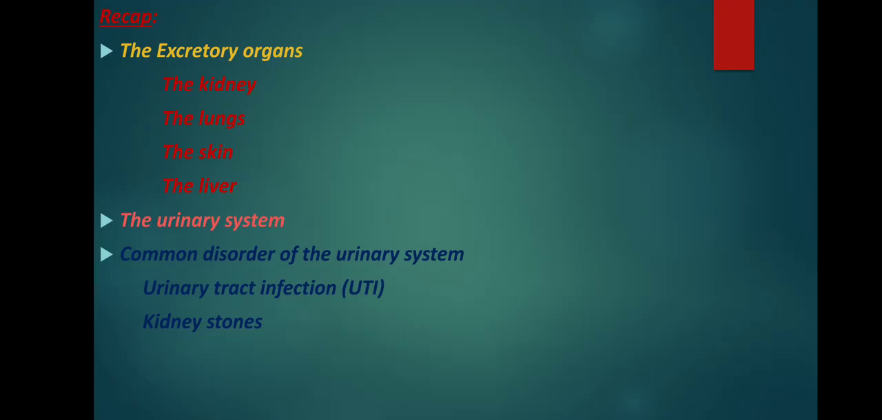Next one, urinary tract infection. The urinary tract infection usually affect the urinary bladder and may spread upward to the kidney. They are often caused by the types of bacteria called Escherichia coli that normally live in the alimentary canal. Last one, kidney stone. The term kidney stone refers to a solid particle deposited inside the urinary tract.